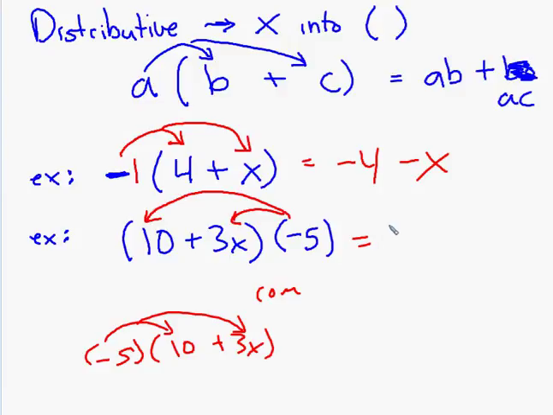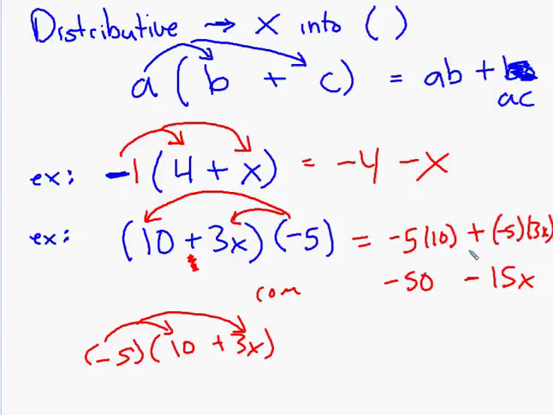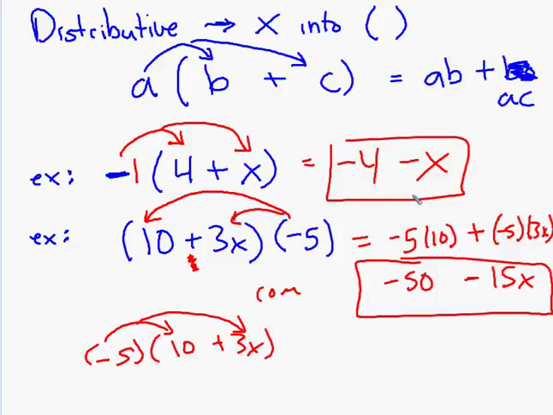So, writing it the long way, I get negative 5 times 10, plus, see, I keep this sign, whatever it is, plus negative 5 times 3x. Well, negative 5 times 10 is negative 50, and negative 5 times 3 is negative 15. Well, where'd this plus sign go? Plus and minus become simply a minus, right? So, boom, done, answer. I can't combine those, because they're not like terms, and we'll talk about that here shortly.